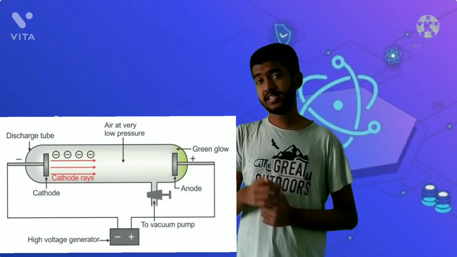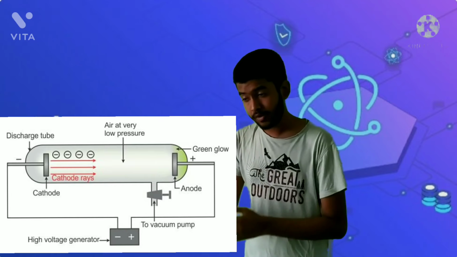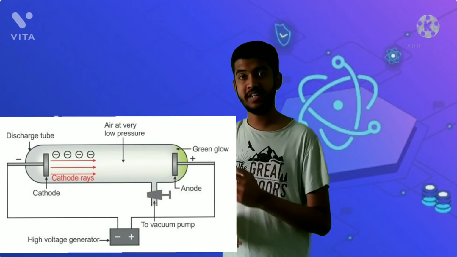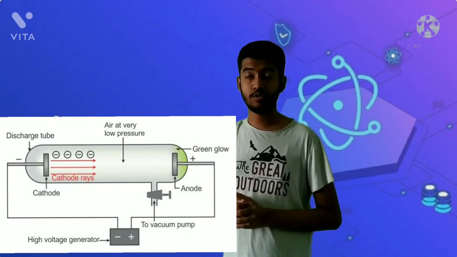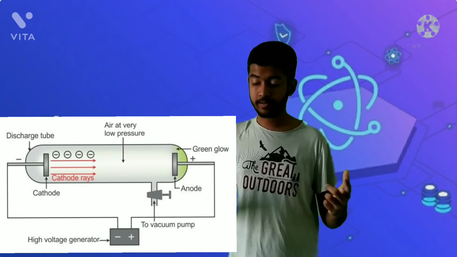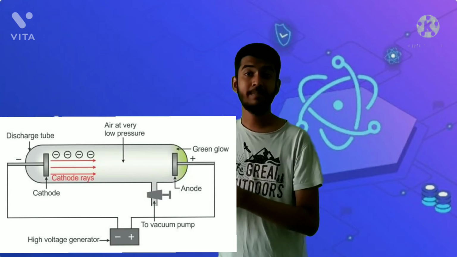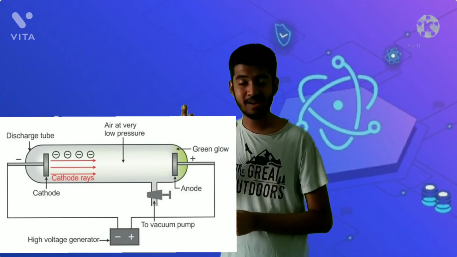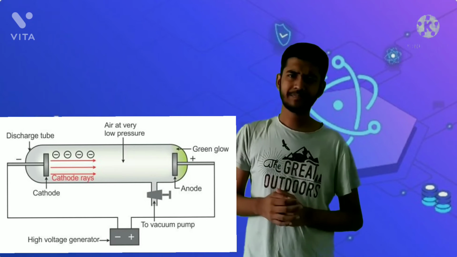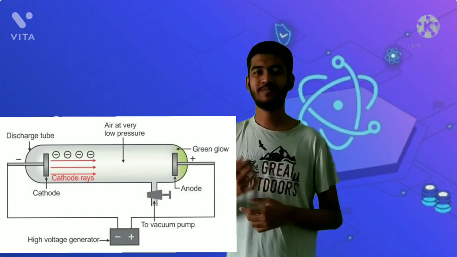So what did J.J. Thomson do? He perforated the anode. What do you mean by perforated? It means he made some small holes in the anode. Why? We will get to know very soon.